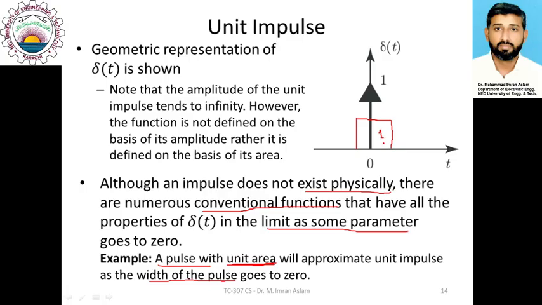reducing the width would of course lead to an impulse function, because when you reduce the width, eventually you need to increase the height. So as you keep on decreasing the width, the height would increase, and if you have a very small width, in that case this pulse would approximate an impulse function.